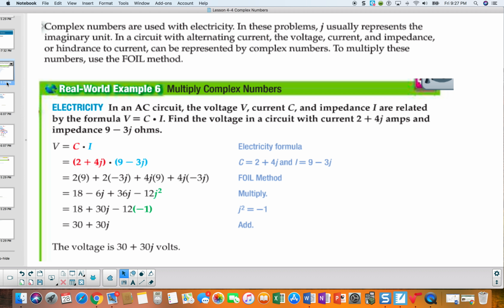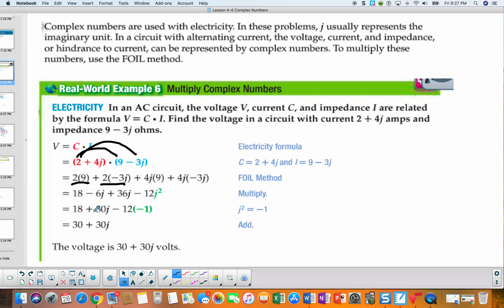So there's a formula here that shows that voltage is equal to current times impedance. Now the current is this, and the impedance is this, and we want to multiply the two numbers. In order to multiply them, we're going to, again, distribute. So we're going to multiply this times this, which gives this answer. And then we're going to multiply this times this, and that's this. And we continue, and we'll get these two.